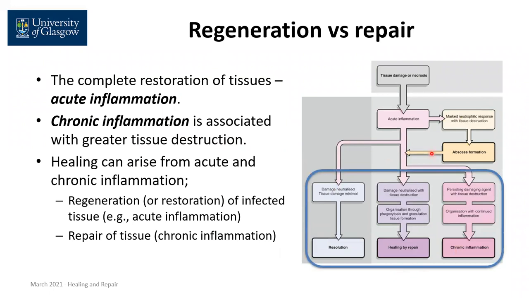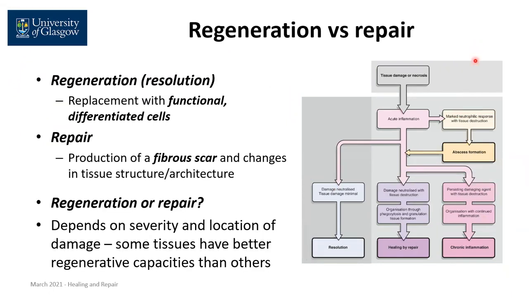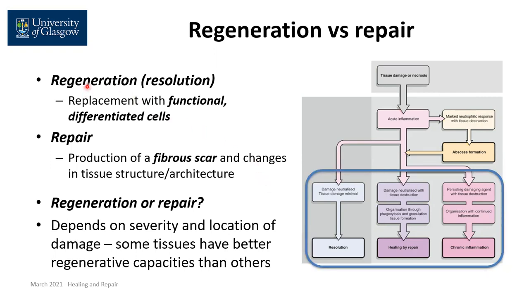And this diagram is what you've seen a few times before, and healing by repair quite nicely sort of brings together the principles that we've talked about with acute and also chronic inflammation. So it kind of ties up the last two lectures quite nicely. So to be a bit more specific, we have regeneration of tissues and repair of tissues. So terminology-wise, regeneration or resolution of tissue is where the infected or the damaged tissue is replaced with functional and differentiated cells.